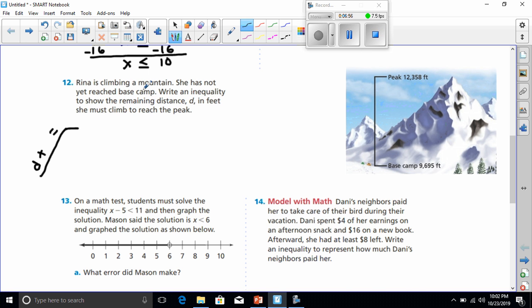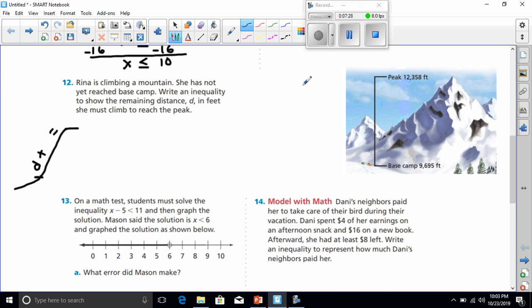Now, she has not yet reached base camp, okay? But that's inconsequential because we're not trying to find out how far she needs to go to reach base camp. They want an inequality to show the remaining distance in feet she must climb to reach the peak. So if base camp, let's just say, was here, and she hasn't reached it yet, that means whatever distance that she has to go is going to be added to this amount of distance here.